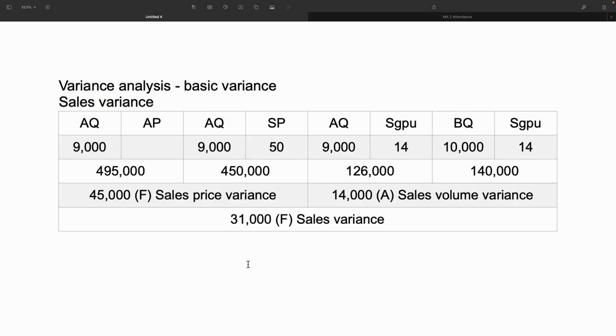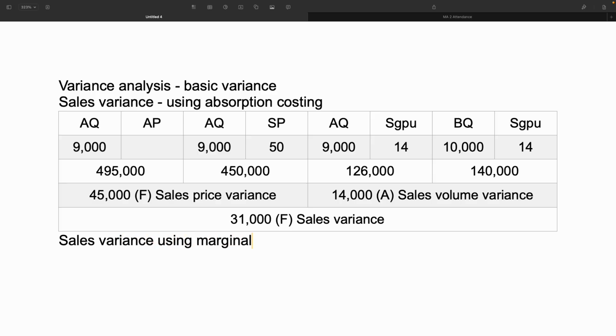That's the breakdown for sales variance using absorption costing. This is not marginal. So we're using absorption costing there. If you use sales variance using marginal costing, it's not going to be any major difference. Remember, it's not going to be a major difference. What's going to be the big difference?